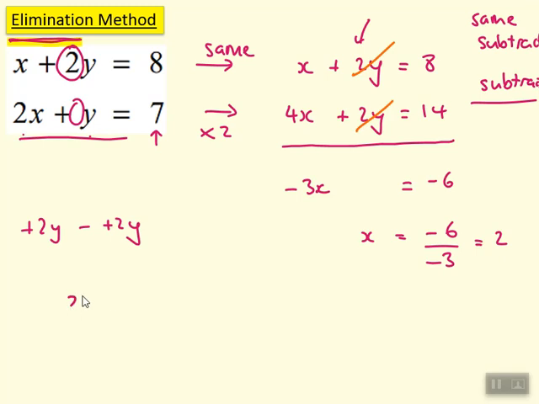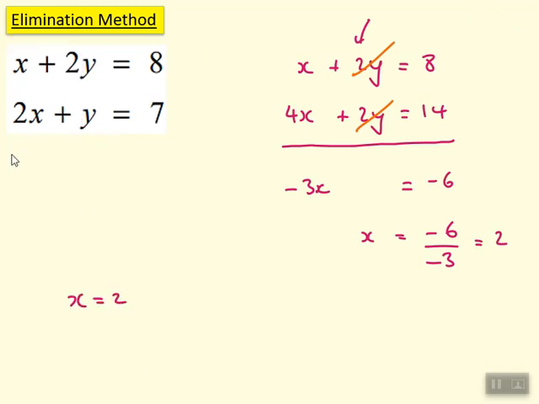So we now know x is equal to 2. But we still need to find y. We know x is 2, but we don't know what y is. The great thing is, we've got an option of 3 different equations to use. You can use this one, or this one, or this one. Either one of these equations you can use.